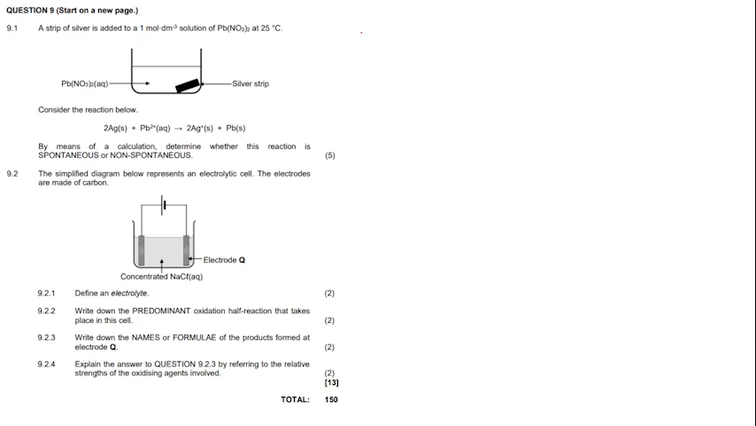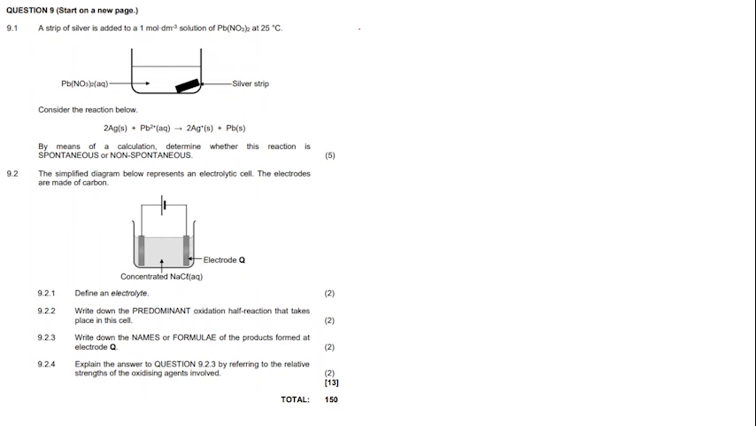Hi guys, today we'll be looking at a question on redox reactions. A strip of silver is added to a 1 mol per dm³ solution of PbNO3 at 25 degrees Celsius. Consider the reaction below. So here's our reaction. By means of calculation, determine whether this reaction is spontaneous or non-spontaneous.